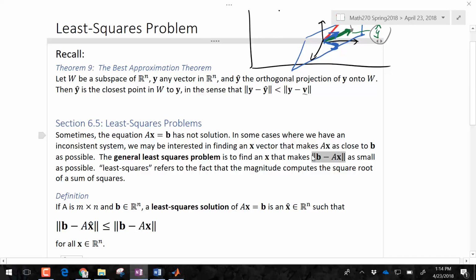So the least squares problem is this problem that we want to approximate. We don't get an exact solution, but let's find an approximation as best we can. So the approximation as best we can is trying to solve for this least squares problem, and the least squares solution is going to be a vector in Rm.